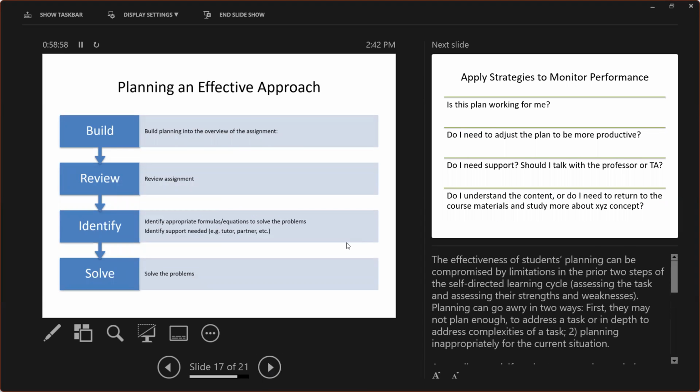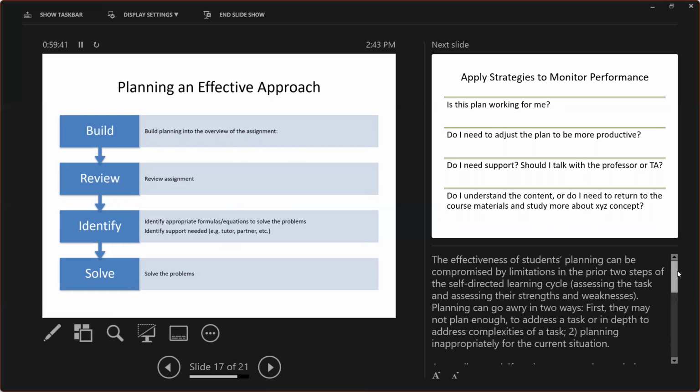And then planning an effective approach is important for students to be successful and to be self-directed. Things that can come up in the planning stage is that they might not really plan. They might just say, okay, I have this assignment and it's due on Friday, and so I'll just do it. They don't analyze it and plan to lay out what they need to do to be successful on this project.